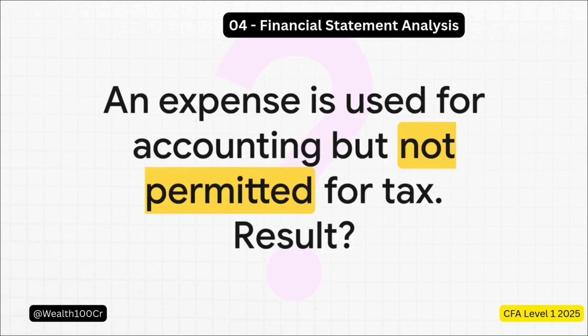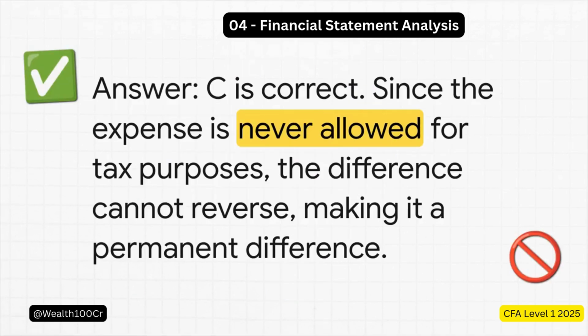Okay, time to test your knowledge. Quick question for you. A company recognizes an expense for accounting, but that expense is never allowed for tax purposes. What does that create? Is it A, a deferred tax liability, B, a temporary difference, or C, a permanent difference? And the answer is C, a permanent difference. The magic word there was never. If a difference will never reverse, it's permanent.